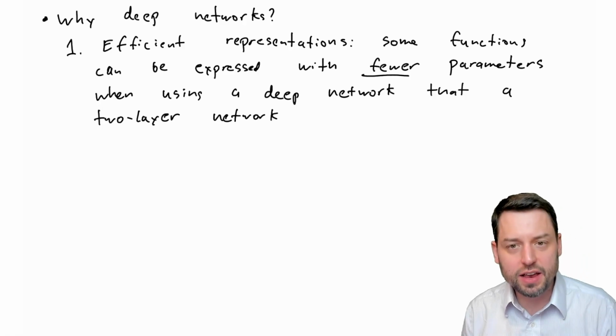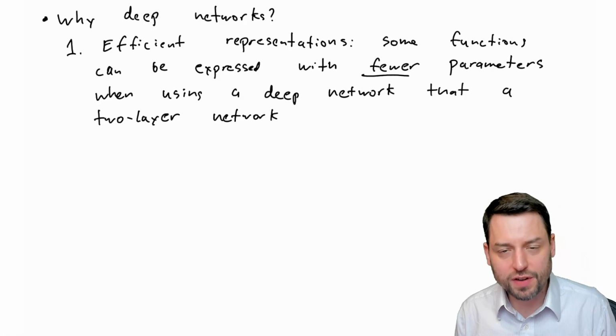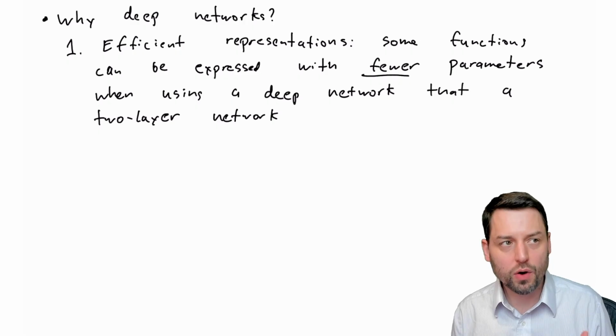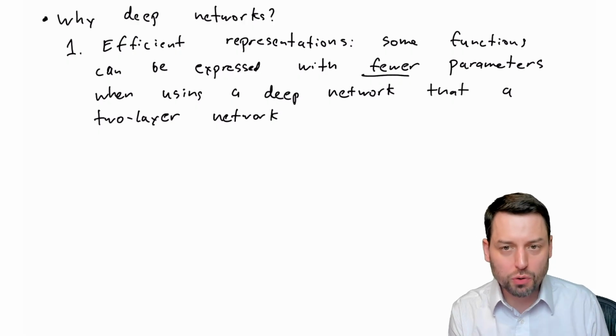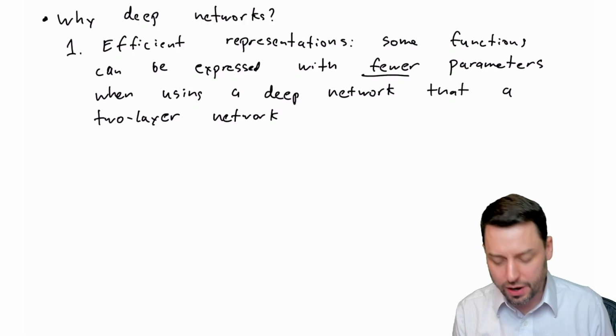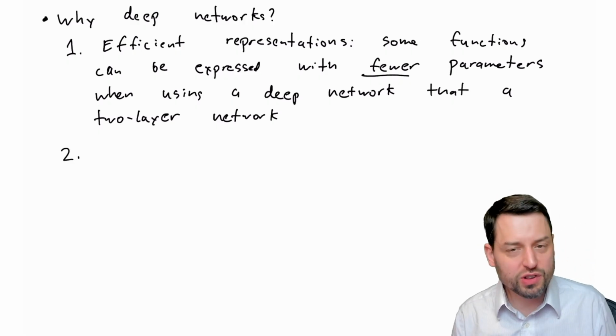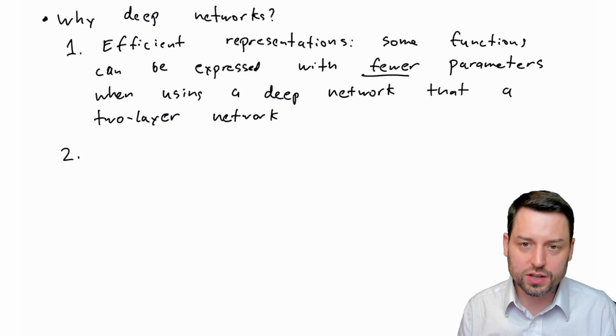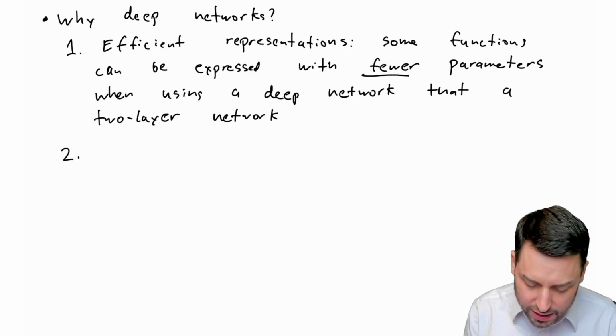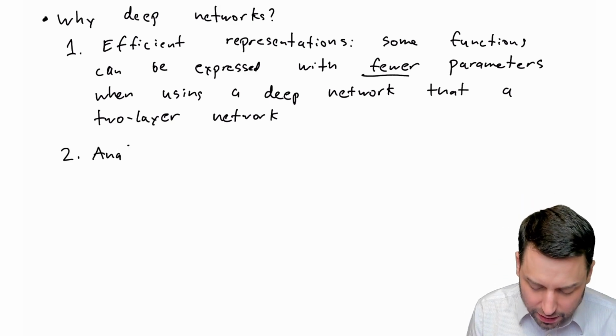But this is the reality, right? There are a lot of functions that we are able to express more efficiently if we use a multi-layer network than if we use just a two-layer network. The next reason why we might want to use deeper networks is the analogy with the brain.